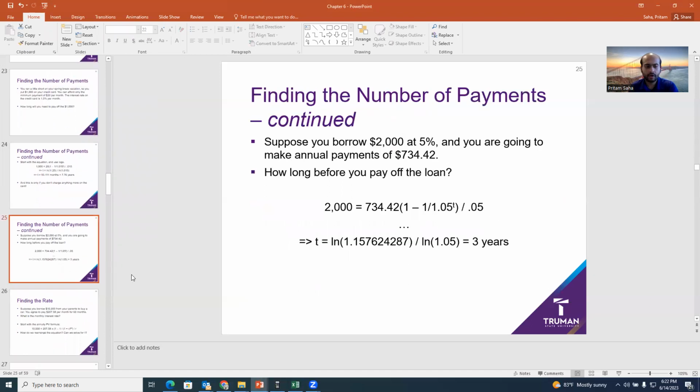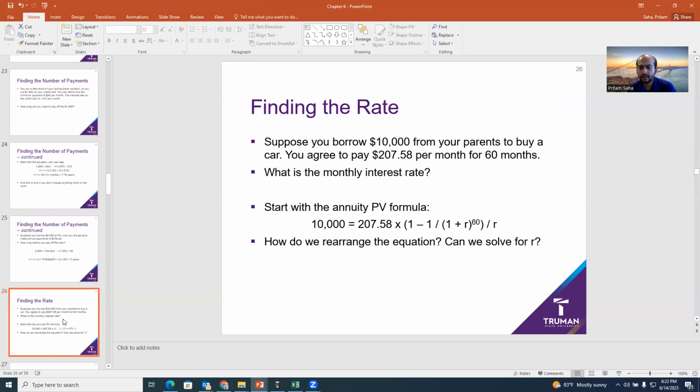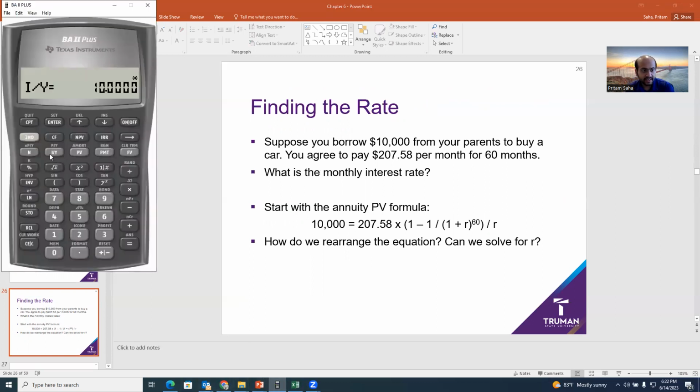If you are working with monthly, semi-annual, or quarterly compounding, which is not annual compounding, this will give you the periodic rate: the monthly rate, the semi-annual rate. Now in finance, it is always recommended to report your result as an annual rate. Don't report your result as a periodic rate.